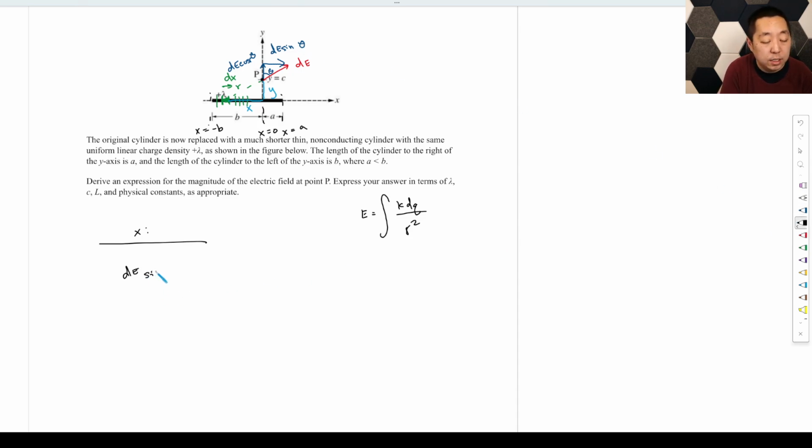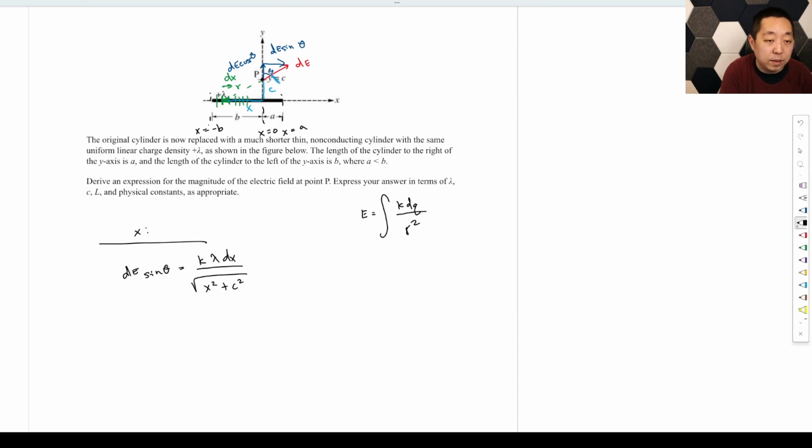dE sine theta is going to be k dq over r squared. dq is going to be lambda times its length, because it's a charge density. Lambda times its length, which is dx. And then the distance is r squared. Now, what is that r squared? In terms of these coordinates, it's going to be the square root of x squared plus c squared, because this is actually a constant. Now, x varies, but the y value luckily is the same, so that's going to be c here.